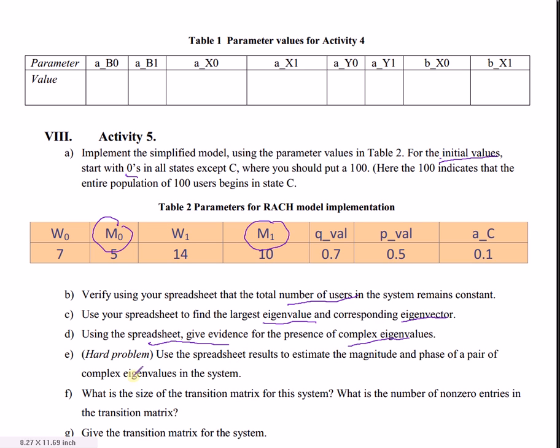Now here's the hard problem. I want you to actually use the spreadsheet to estimate the magnitude and phase of a pair of complex eigenvalues in the system. I really expect that most people will not be able to do this problem. But I include this because in practice, you do encounter difficult problems. It's a very interesting problem, and if you think about it, I think you can do it.